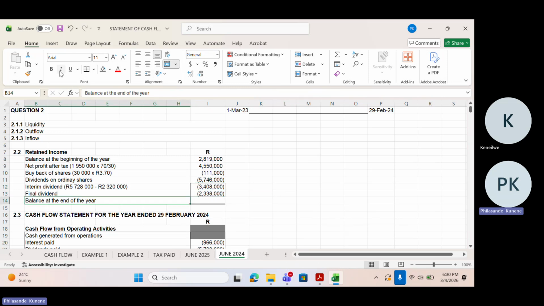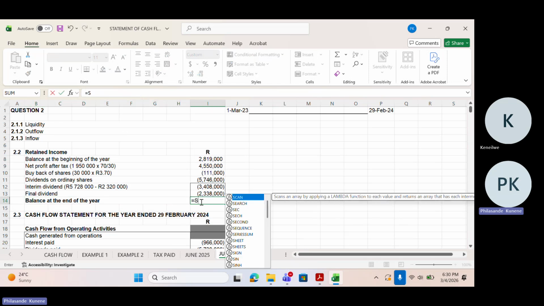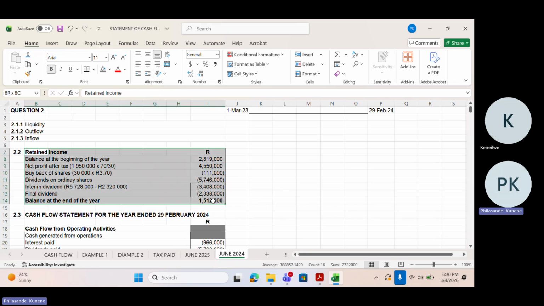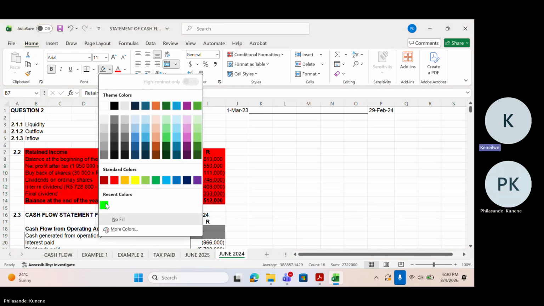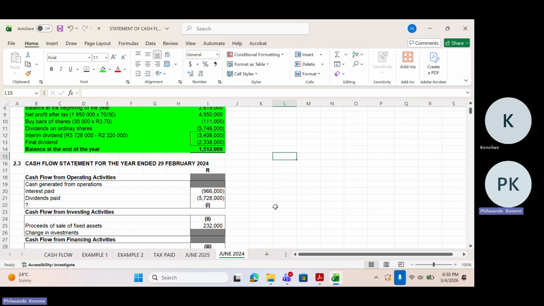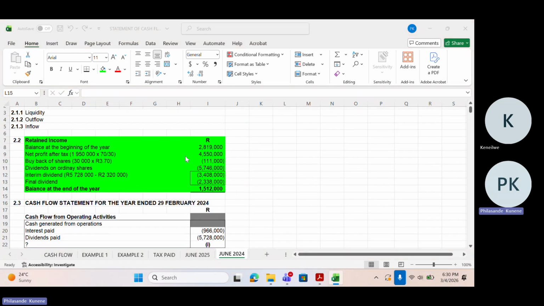Then balance at the end of the year. Obviously, I need to add all of the amounts that I have here, which is all these ones. Then I'm going to get my total, which is how much? 1,512,000 rand. So this is our retained income note fully completed. Thank you on that. Then we're moving on to the next question. Any questions you have here? This one is clear and straightforward, né?